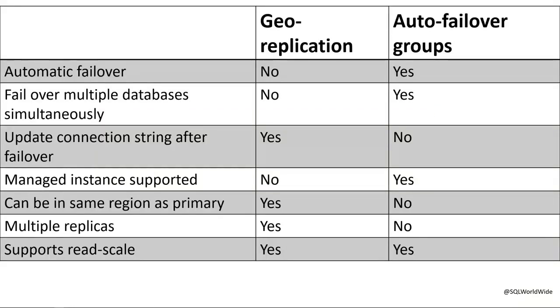Now here are some of the comparisons. It's a copy paste from Books Online that tells you the differences between geo-replication and auto-failover groups. As you can see, both have some pros and cons. So again, as I said at the beginning, it's all your choice. What do you need? Know the options, and based on that, you decide which one you implement.